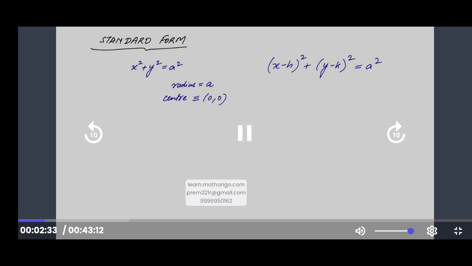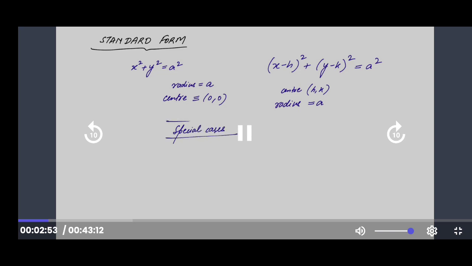We will also talk about the general form, but let's quickly do this. So here the center again becomes h comma k, first of all, and the radius still remains the same. Radius does not change here. Okay, radius is equal to a. So now we are going to do some special cases which are asked very much with regard to your standard form. Okay, so I'm going to pick some pictures which will highlight those special cases by which we can understand.